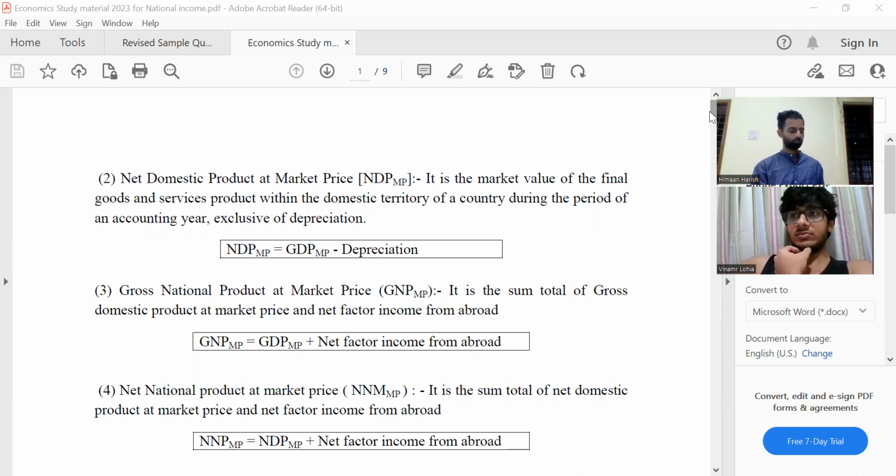And we have to use the income method and expenditure method, right? So all of these problems to solve.